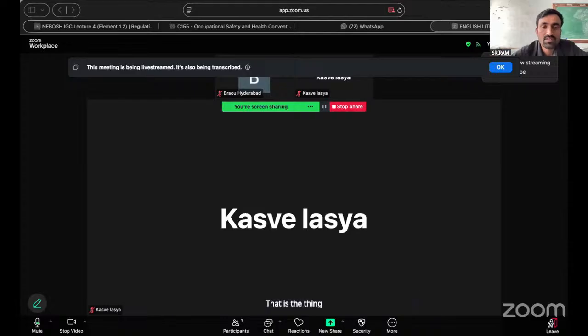Eighth Schedule of the Indian Constitution: official languages. Actually, it was originally 14 in 1950. Later, it became 22. So the 22 official languages are Assamese, Bengali, Bodo, Dogri, Gujarati, Hindi, Kannada, Kashmiri, Konkani, Maithili, Malayalam, Marathi, and Meitei, that is Manipuri, Nepali, Odia, Punjabi, Sanskrit, Santali, Sindhi, Tamil, Telugu, Urdu. So these are the official languages in India as of now.